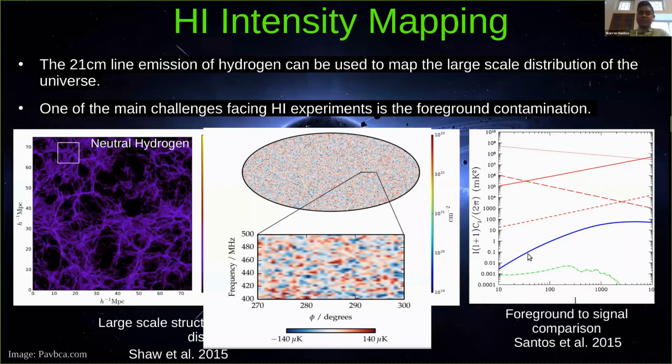One of the things we can do, however, in trying to remove this foreground is by the knowledge that the foregrounds are slowly varying in frequency, right? And the cosmological signal is thought to be oscillating. So you can do a component separation by going into Fourier space, because the slowly varying foregrounds will be contained at much lower Fourier modes than the cosmological signal.